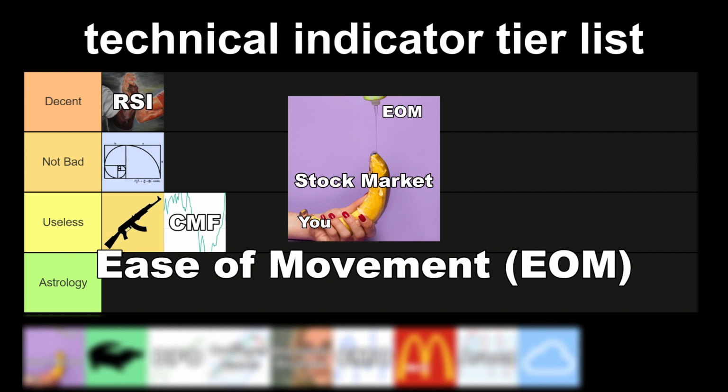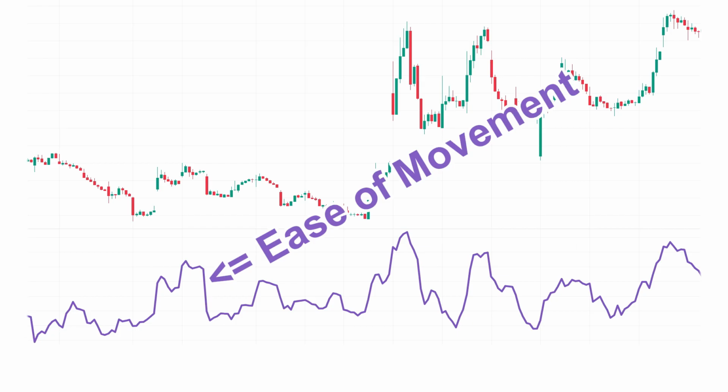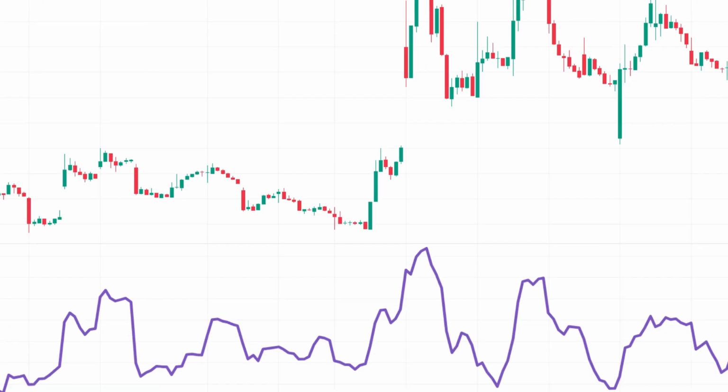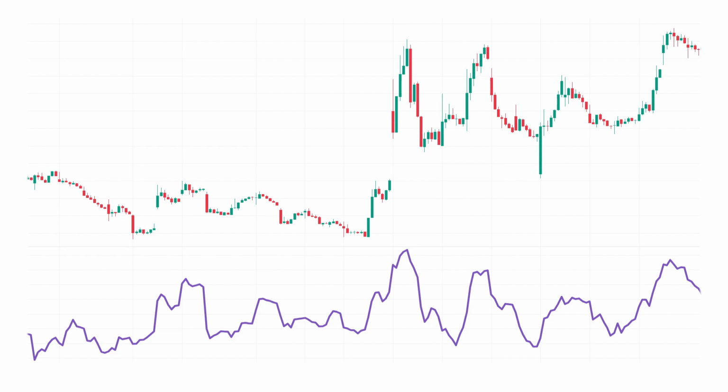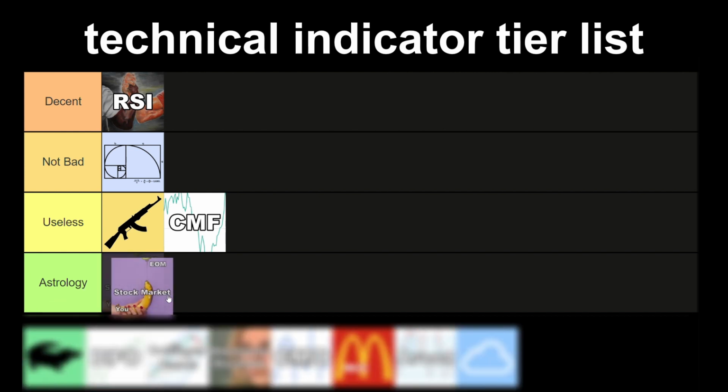Next, ease of movement indicator. Imagine the ease of movement like lube for the stock market. This indicator basically shows you how easily the price of an asset can slide up or down, which will help you identify trends or trend reversals. The ease of movement indicator is easy to use, but the signals are often unreliable and tend to lag behind in a fast-moving market. It is also completely useless when it's used alone, straight in the indicator trash.